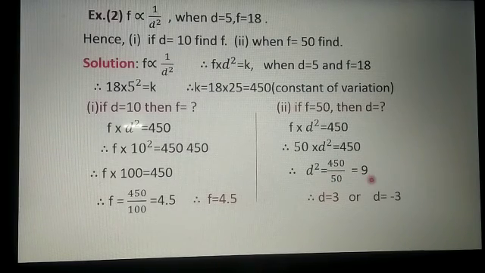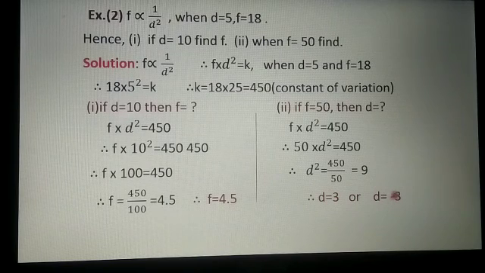So d square is 9 means what is d? d is square root of 9. Square root of 9 is 3. So d is equal to 3, or we can take d is equal to minus 3, because if we take minus 3 square we get 9. If we take 3 square then also we will get 9. So d has two values here, d is equal to 3 or d is equal to minus 3.